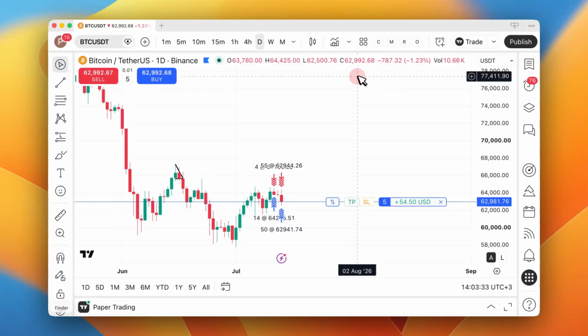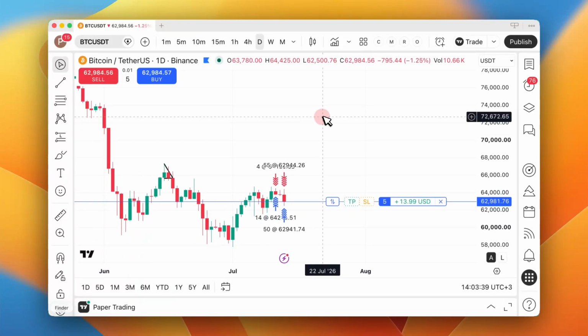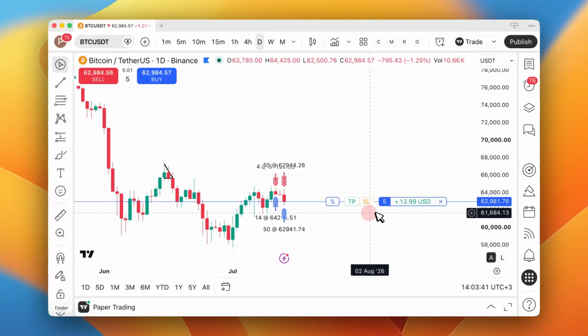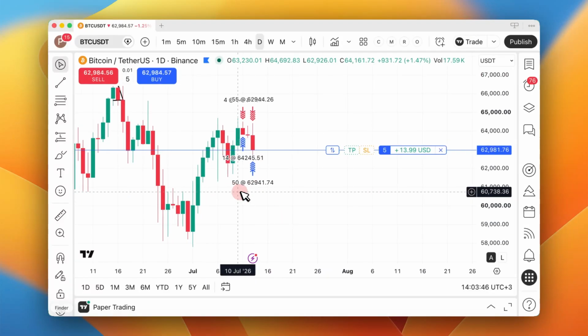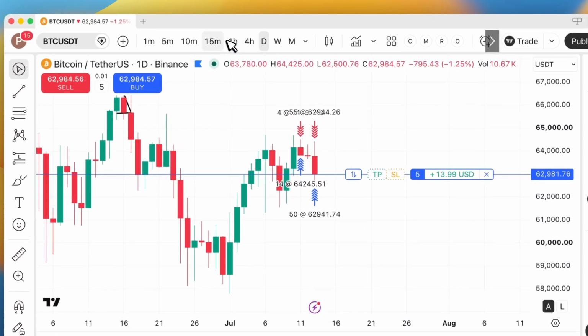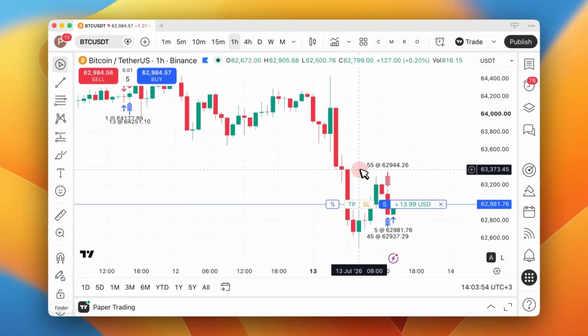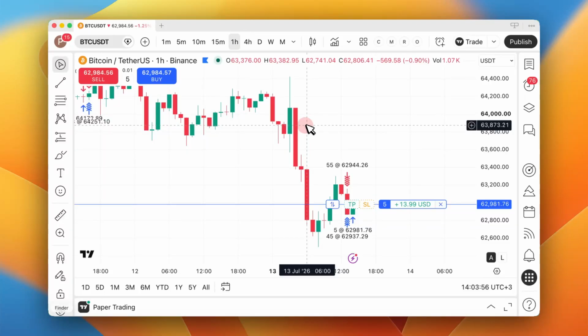This is how to show executions and P&L on a chart snapshot. Right now we are on a Bitcoin chart and we can see we have an open position of 5 Bitcoin. This is the running P&L, and these are previous executions. The blue is buy, the red is sell, and these numbers here are quantity at price that I transacted.